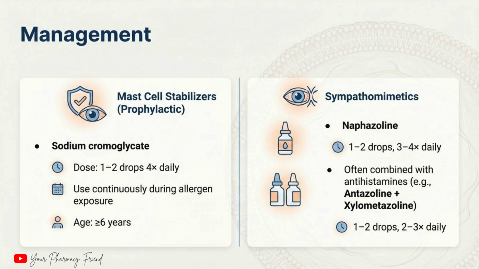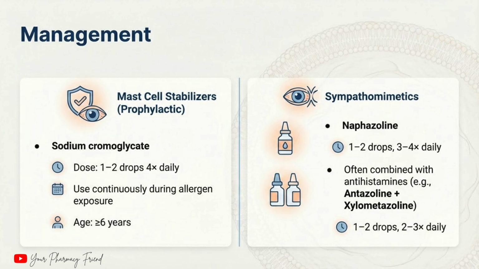In allergic conjunctivitis, treatment aims at symptom relief and prevention. Mast cell stabilizers such as sodium chromoglycate are considered prophylactic agents. They must be used continuously during allergen exposure. The usual dose is 1 to 2 drops in each eye, 4 times daily. It is suitable for patients aged 6 years and above.